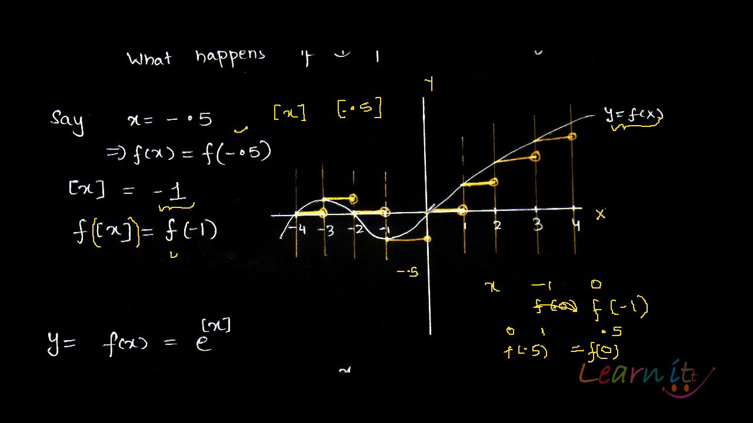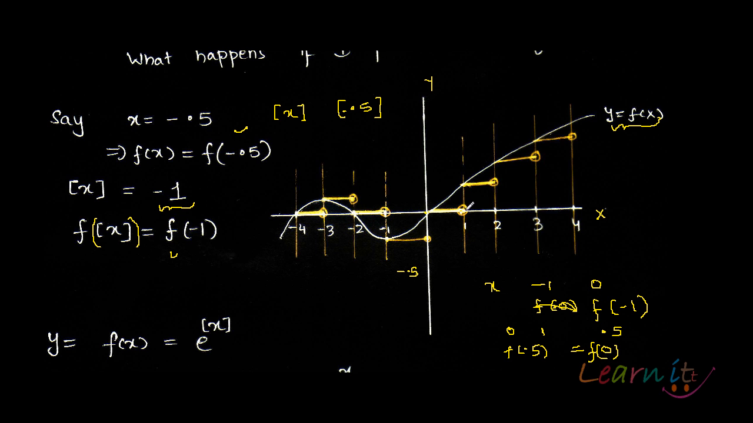Okay, so here I've marked this yellow line. All these values will equal f of 0, which is here on the axis itself. Similarly, between 1 and 2, they will equal f of 1. So you understand these circles.